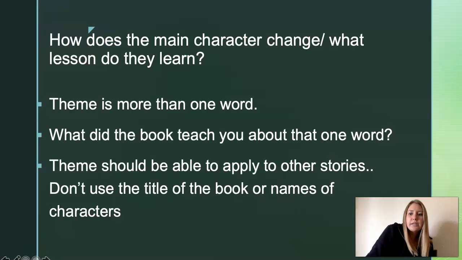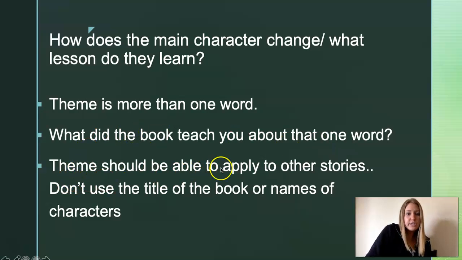When we're thinking about what the theme of a story is, one of the really big clues is how does the main character change, or what lesson do they learn in the story? When I am thinking about Number the Stars and Anne Marie, one of the things that I think she learns in the book is that she can be brave. So the theme is more than one word. I'm not going to say that the theme of Number the Stars is bravery. It needs to be more than that. It's what did that book teach you about that one word? So what did the book teach us about bravery? I think that Anne Marie learned that she could be brave even in the scariest of situations. That would be a good theme because it's more than one word, it's a full sentence.